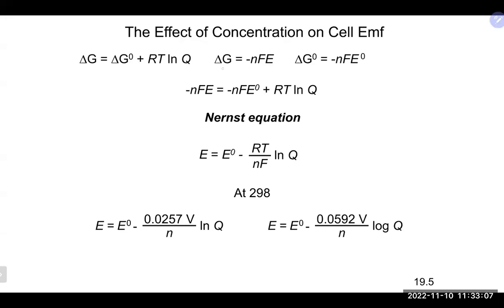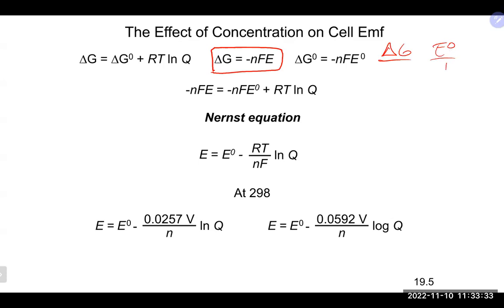We saw this equation earlier. Our delta G is equal to minus nFE. That is, our Gibbs free energy is equal to n, which is our moles of electrons, F, which is Faraday's constant, and E is our E of the cell. And we talked about the relationship between E of the cell and delta G.